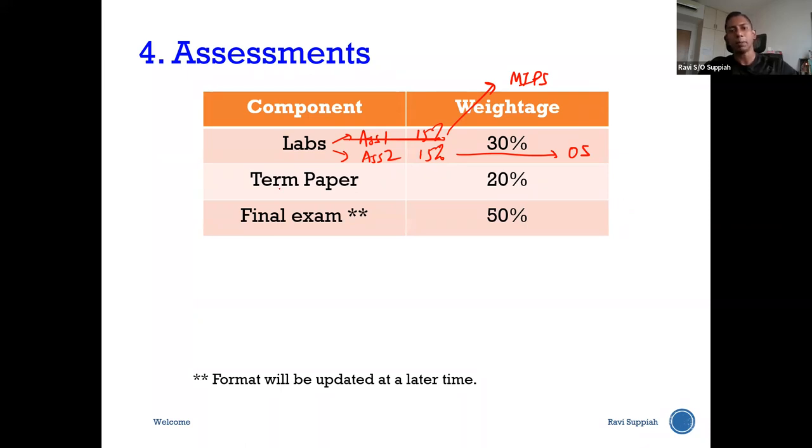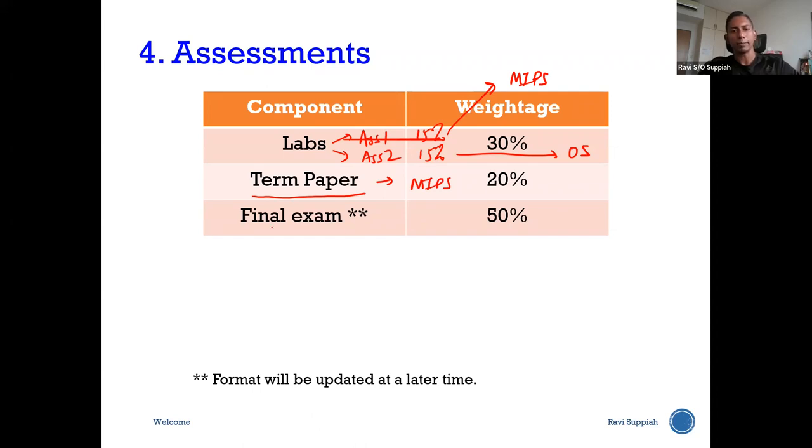Then the term paper. In the past, we used to have a midterm, but since we replaced it with a term paper, I think it's easier because you don't have so much stress trying to study for a test midway through the semester. A term paper is a bit more relaxing. You just go through it, prepare your solution, and then submit. We will discuss more on it at a later time. This one is on the first part of the MIPS design.